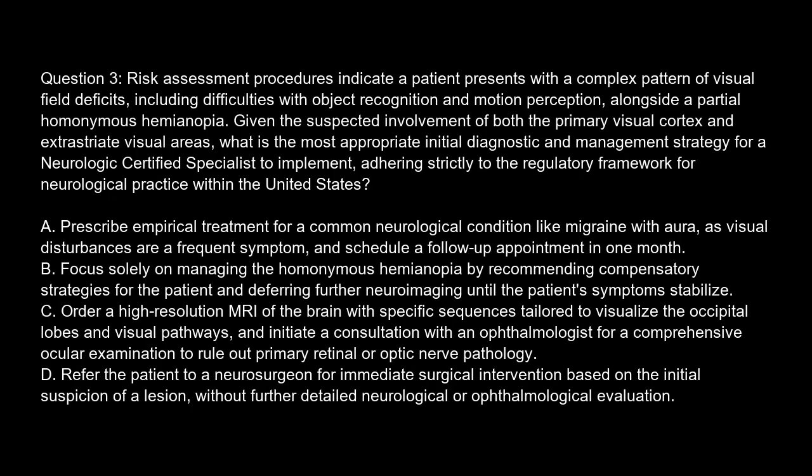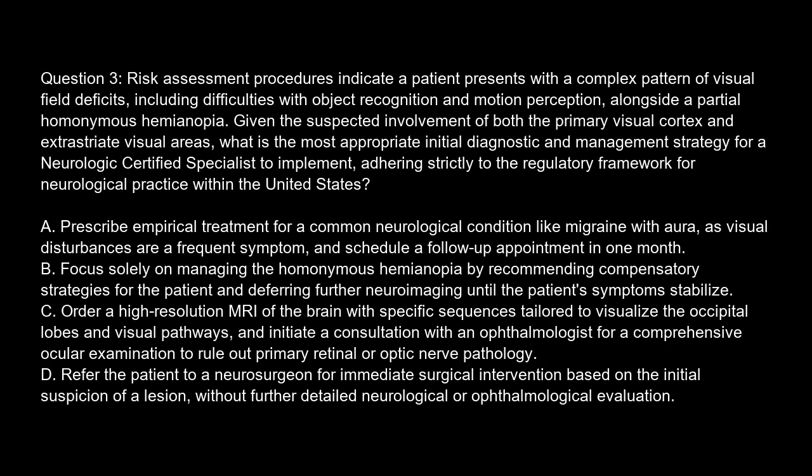Question 3. Risk assessment procedures indicate a patient presenting with a complex pattern of visual field deficits, including difficulties with object recognition and motion perception, alongside a partial homonymous hemianopia. Given the suspected involvement of both the primary visual cortex and extrastriate visual areas, what is the most appropriate initial diagnostic and management strategy for a neurologic certified specialist to implement, adhering strictly to the regulatory framework for neurological practice within the United States? Option A.